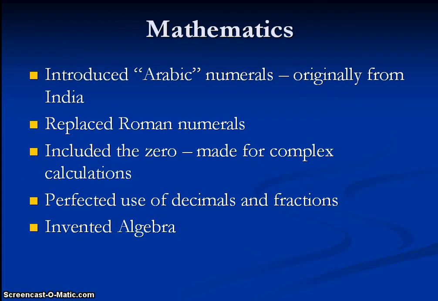Mathematics introduced the Arabic numerals, originally from India, which replace the Roman numerals. We're not using Roman numerals; we're using the Arabic form. It includes the number 0, which made complex calculations possible. They perfected the use of decimals and fractions, being able to solve for them, and they're sort of the modern fathers of what we would call the field of algebra.